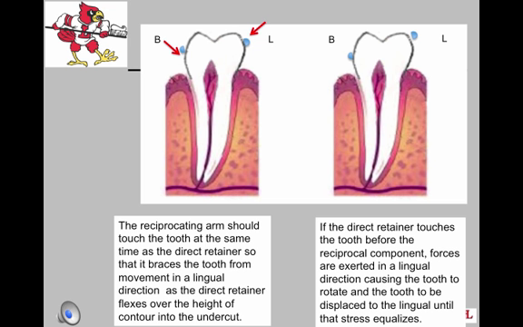The reciprocal arm should touch the tooth at the same time as the direct retainer, as shown in illustration on the left, so that it braces the tooth from movement in a lingual direction as the direct retainer flexes over the height of contour into the undercut. In illustration 2, if the direct retainer touches the tooth before the reciprocal component, forces are exerted in a lingual direction, causing the tooth to rotate and the tooth to be displaced to the lingual until that stress is equalized.